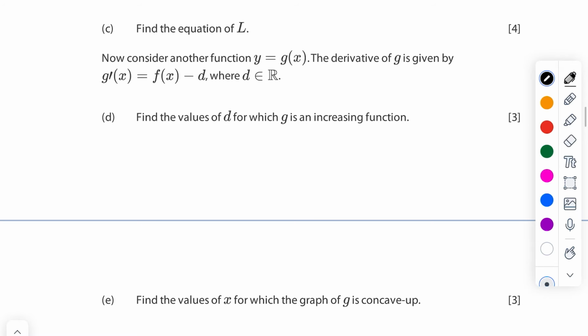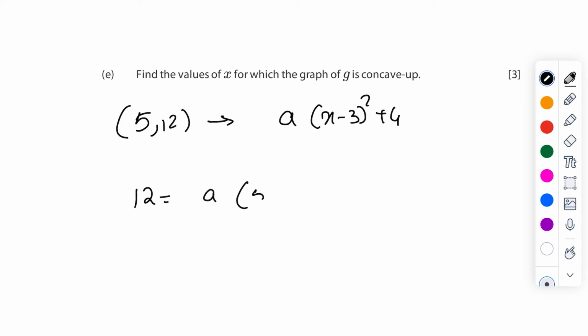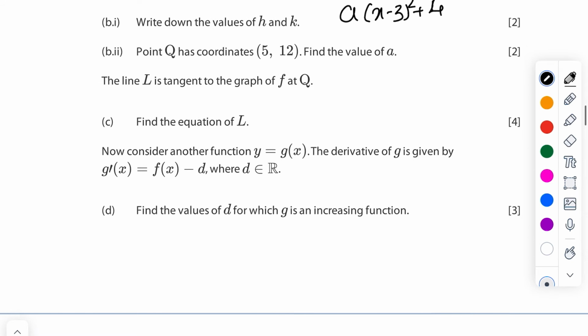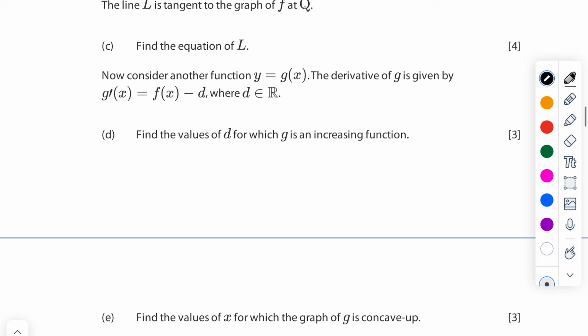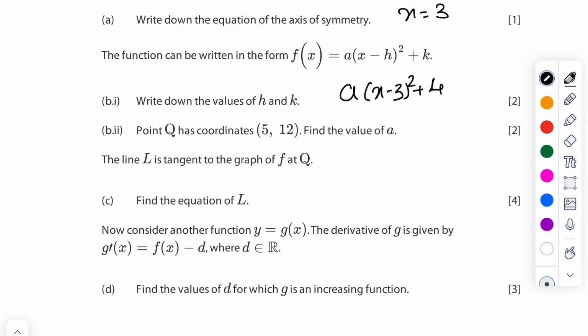Now we know that (5, 12) should be lying on this one, a times (x minus 3) whole square plus 4. So 12 equals a times (5 minus 3) whole square plus 4. So 4a plus 4 equals 12, 4a equals 8, a equals 2. Find the equation of L. What is L? L is the tangent at Q.